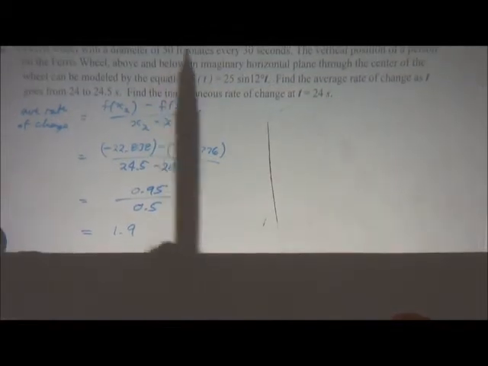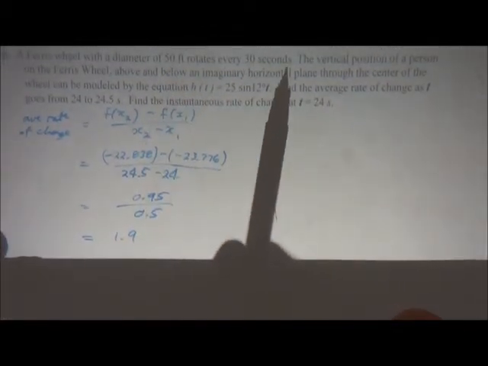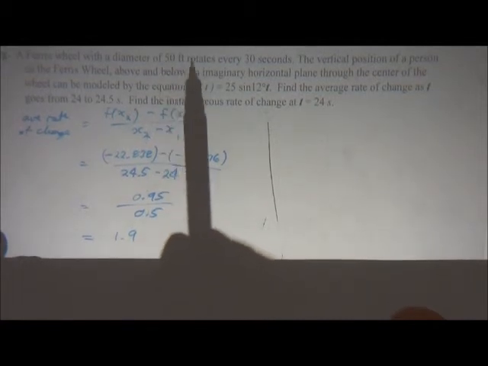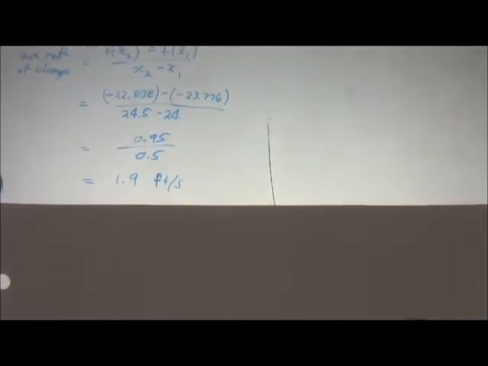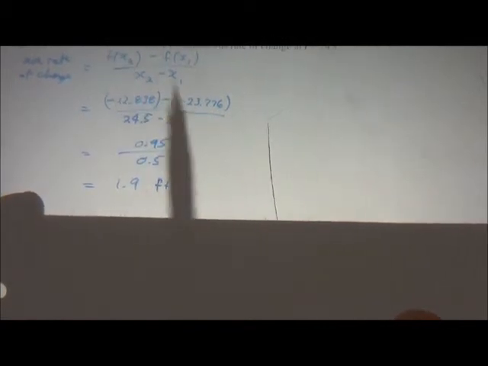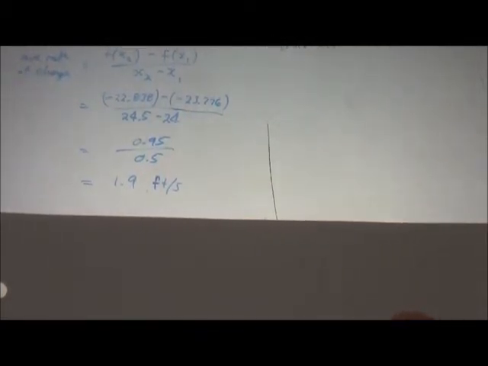Yeah, that's all right. Because it's a diameter of 50 feet, and it rotates every 30 seconds. So the distance is in feet, and the time's in seconds. So that's good. Feet per second. Generally speaking, the information will all be given in the question. Okay, so that's great. So that's for the average rate of change from 24 to 24.5 seconds.